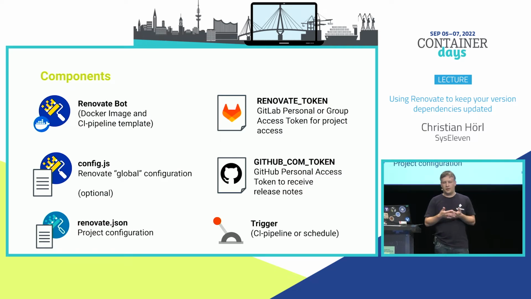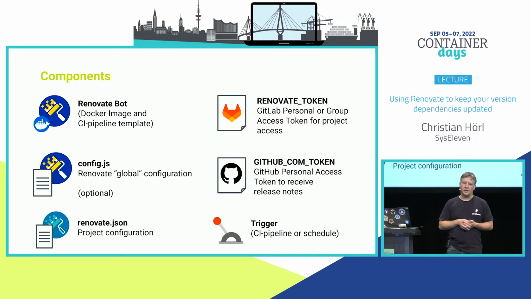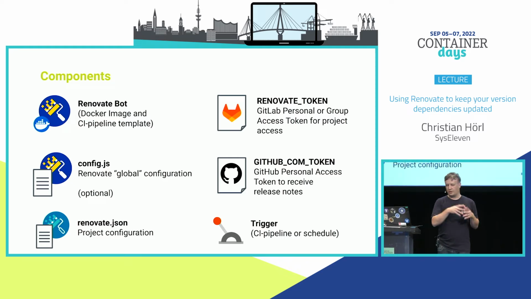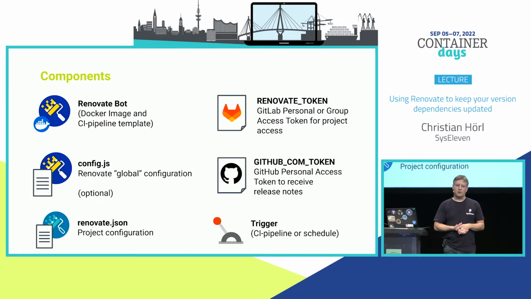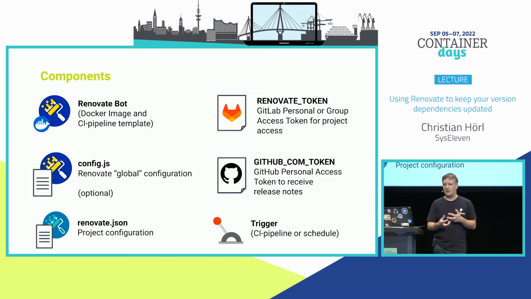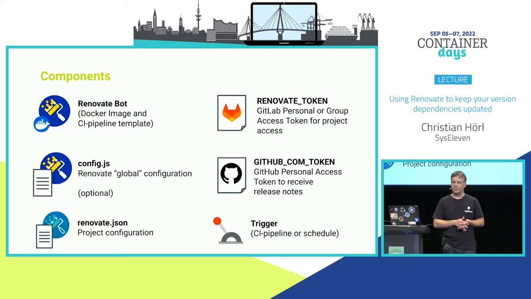Then optionally, I sometimes use a config JavaScript file, which holds a basic global configuration when I want to set up Renovate as a centralized instance in my whole GitLab setup, but this is optional. There are different ways to configure it. You really need the Renovate JSON project configuration file because this is the configuration which is then definitely in each code repository and holds the precise rule set for each repository.